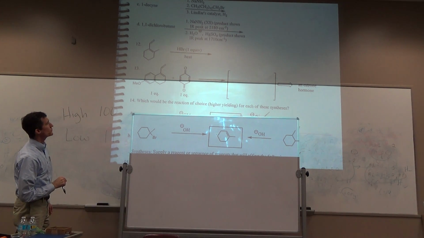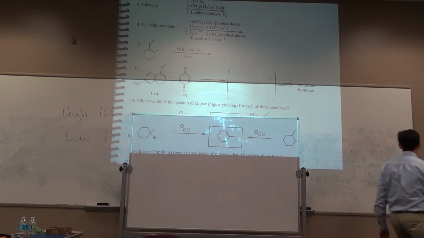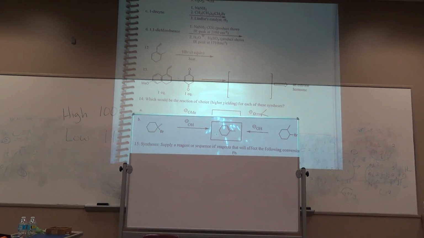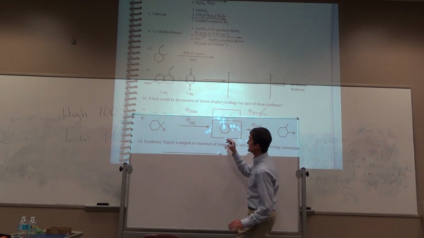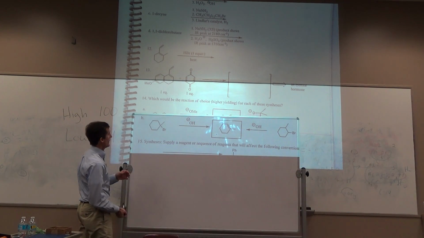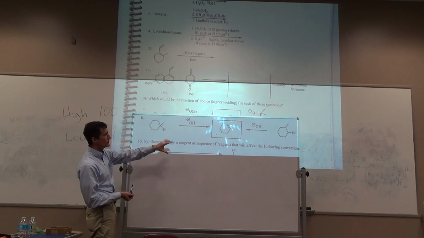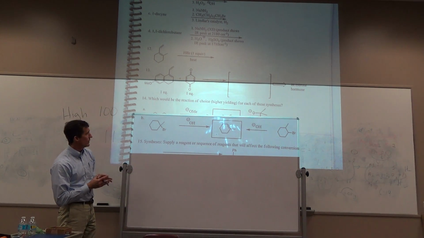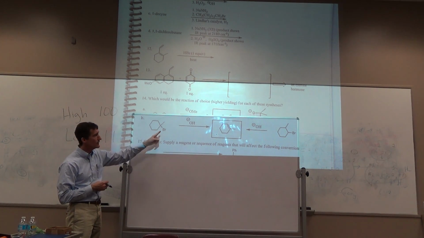Which would be the reaction of choice? Y'all got it there on your paper. I'll make it so I can see it on the board. What's the best way to make the compound in the box? Looks like in both cases we're doing E2 elimination. Elimination, strong base, E2. The left. There's no stereochemistry.